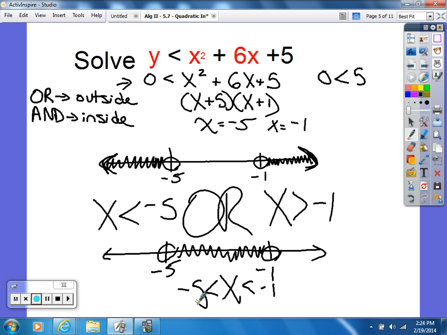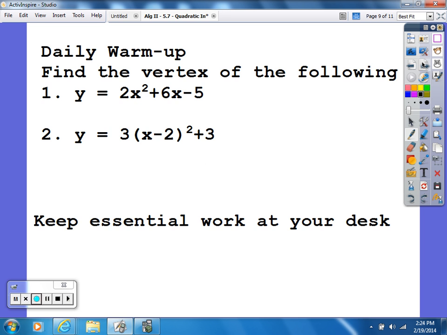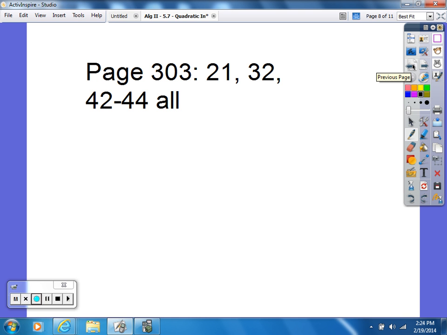All right, so practice for tomorrow. 5 problems. That's it, 5. So on another sheet of graph paper, please complete these 5 problems.